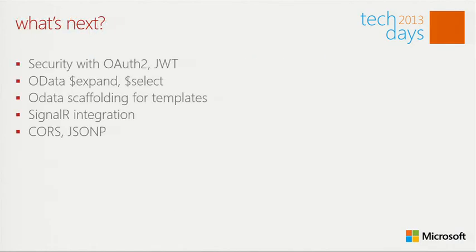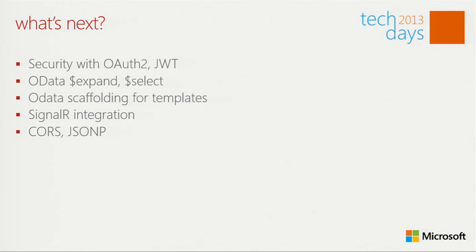What are we thinking about next for ASP.NET Web API? We're thinking about security with OAuth and JWT, which is the JSON Web Token. Basically that's going to provide additional easy authentication as we move Web API to a more modern authentication model. We're also going to fill in some of the queries that we don't support right now in OData. So that's expand and select.